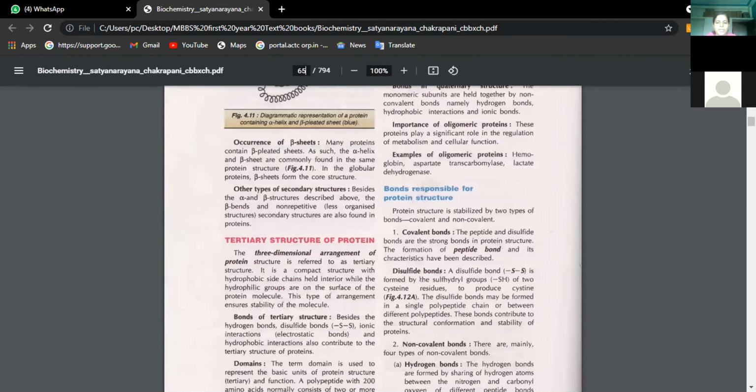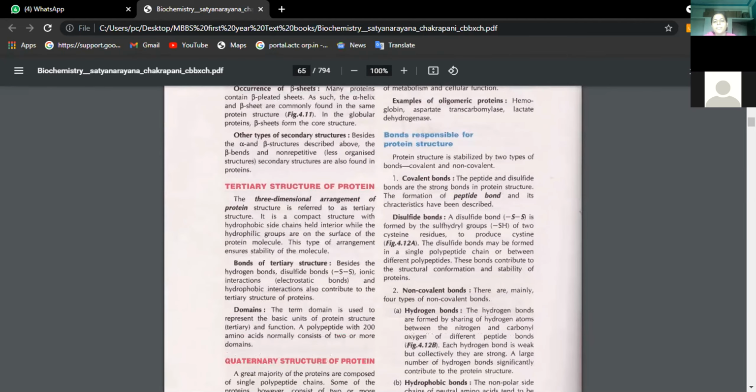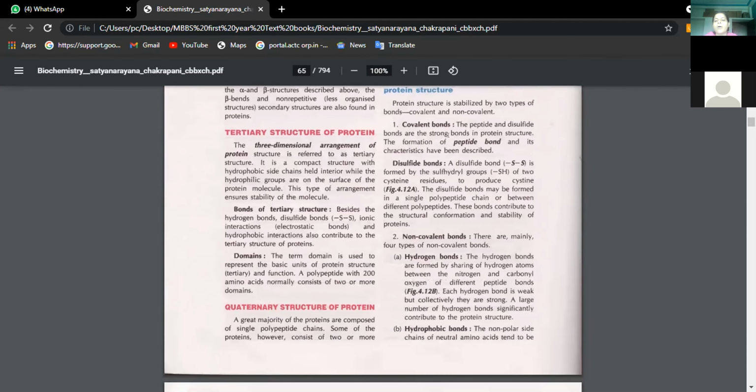See here, beta, here you have the answer. What are the various bonds which are stabilizing the structure of protein? In the protein structure, we have two types of bonds: covalent bonds and non-covalent bonds. Covalent bonds means the peptide and disulfide bonds which we see in protein structure. They are strong covalent bonds, and their characteristics we will see. Disulfide bonds also I'll show you.